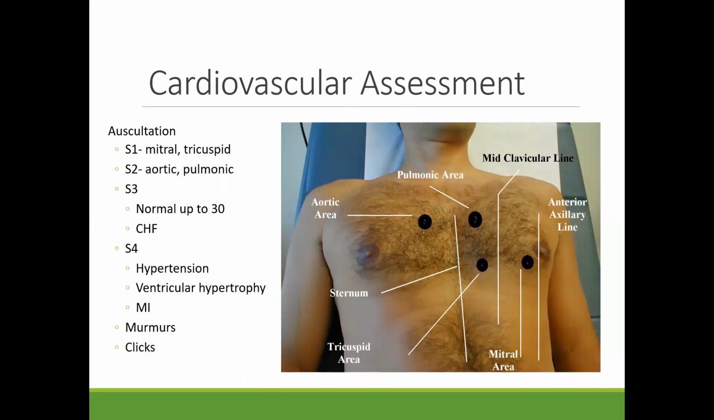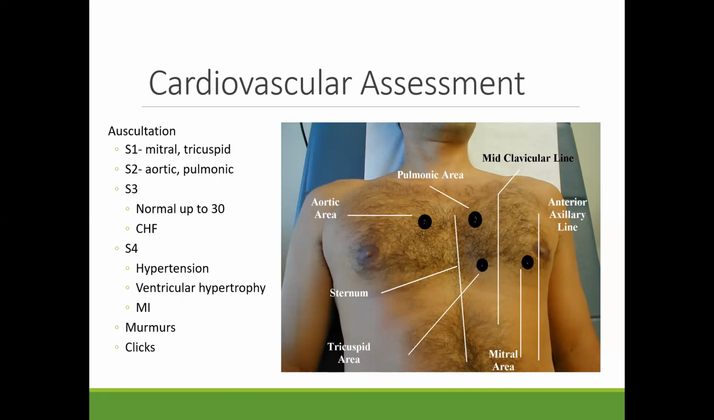Cardiovascular assessment, S1, S2 is normal. That's your lub-dub, lub-dub, lub-dub. S1 is when the mitral and the tricuspid open and close. S2 is when the aortic and pulmonic open and close. S3 can be normal up to the age of 30, but it also could indicate congestive heart failure. S3 is heard after S2, so you would hear lub dub dub, lub dub dub, lub dub dub.